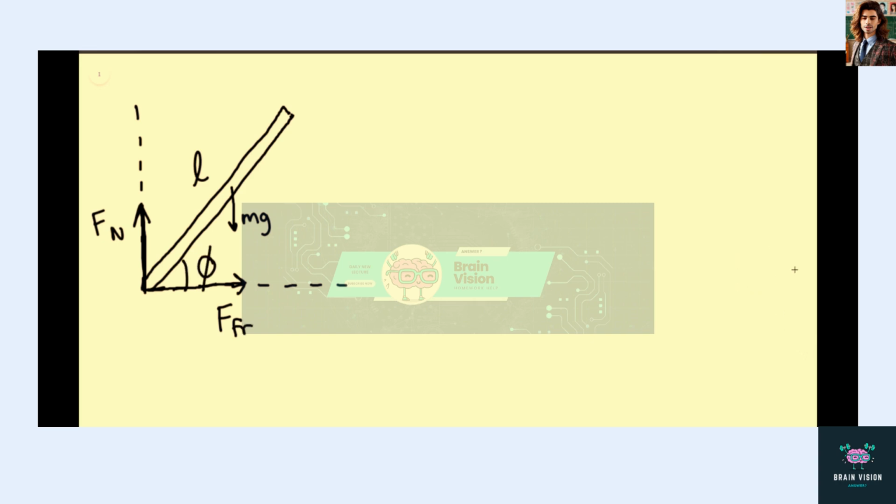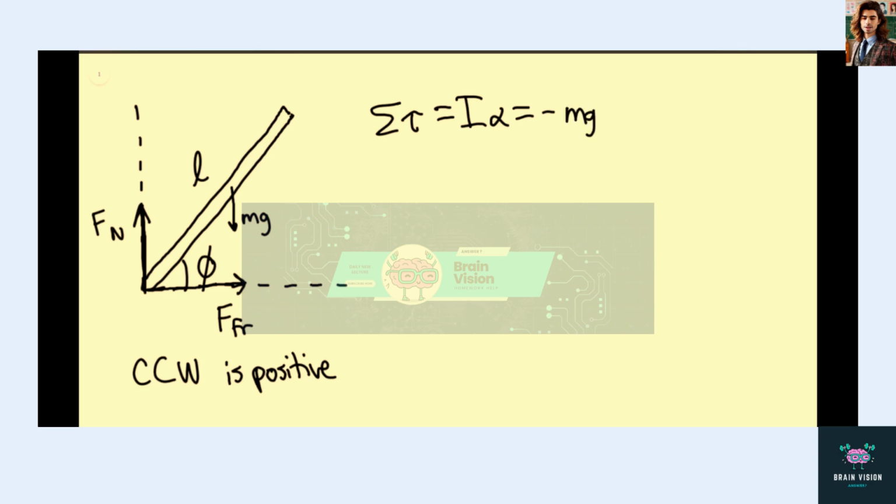For part A, we can say that the axis of rotation would be coming out of the paper at the point of contact with the floor. Here only gravity actually creates torque. To evaluate the net torque, we can say that counterclockwise is positive. So the sum of the torques is going to equal the moment of inertia times the angular acceleration. This would equal negative mg times 1/2 times L cosine of theta. So that would be the length.